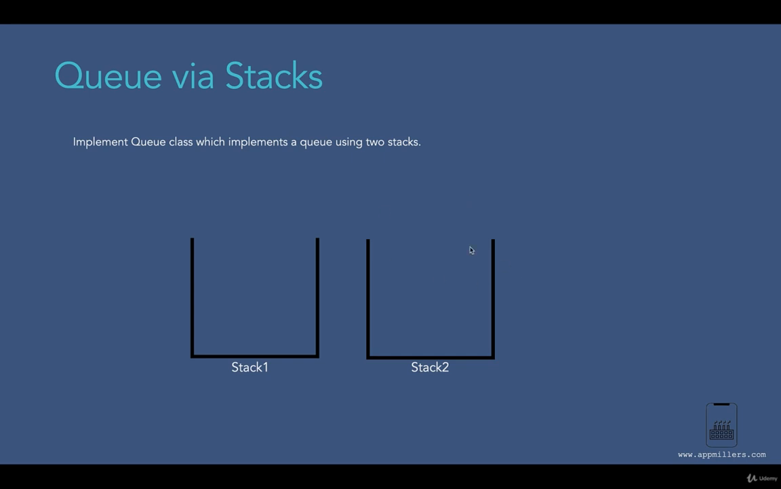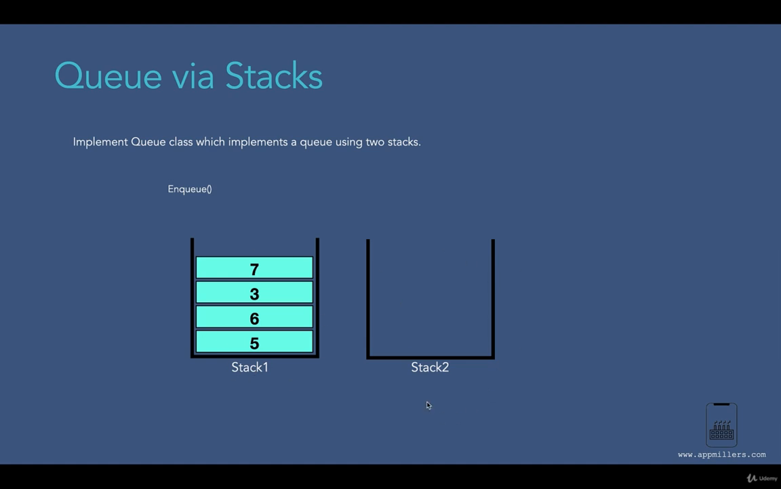So for example, if we enqueue elements to this queue over here by using these stacks, it's going to enqueue all elements to stack 1. So we know that in the case of a stack, if I just call the pop method, it's going to pop out 7 from here. But in the case of a queue, if I call the dequeue method, it has to bring out 5 over here. So how can we implement this logic?